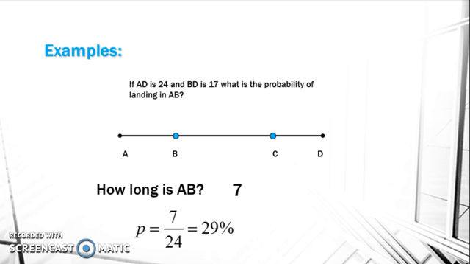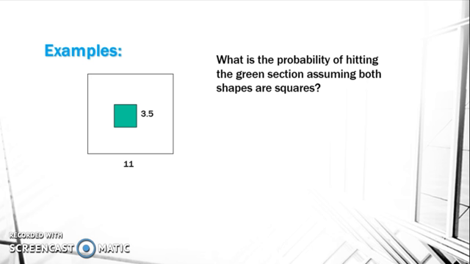Okay, our next example, what is the probability of hitting the green section, assuming that both shapes are squares? So we find the area of the green square, find the area of the whole square, and we do green over whole. So 3.5 times 3.5 over 11 times 11. Once we get that, we get 10%.